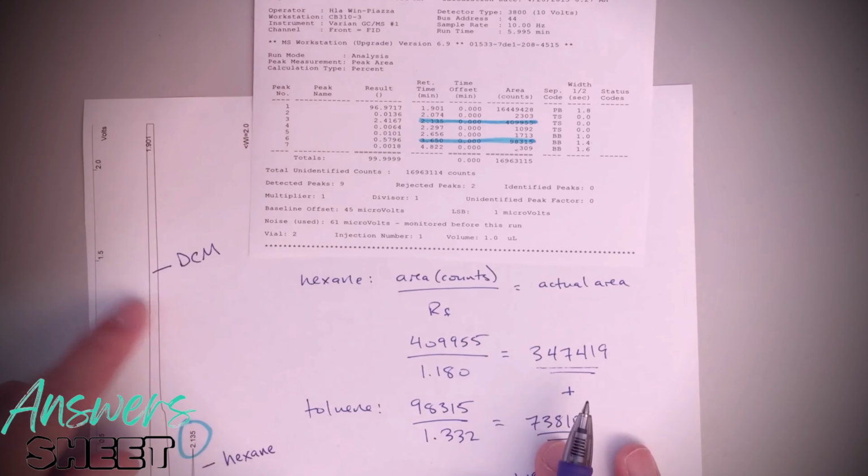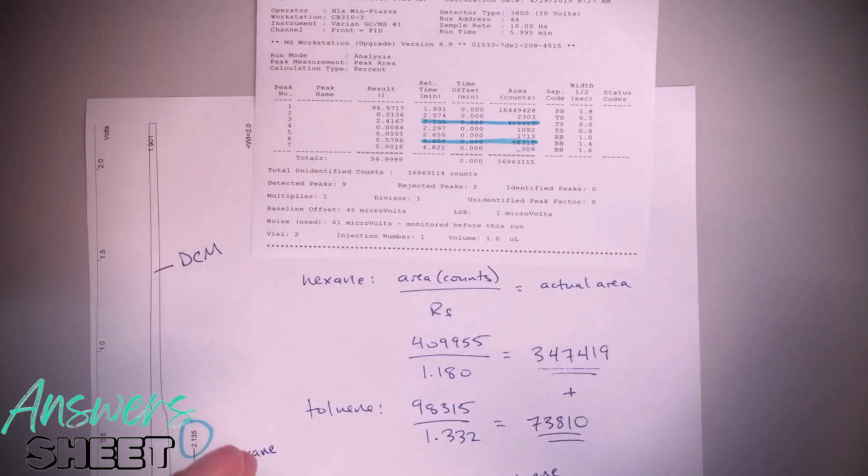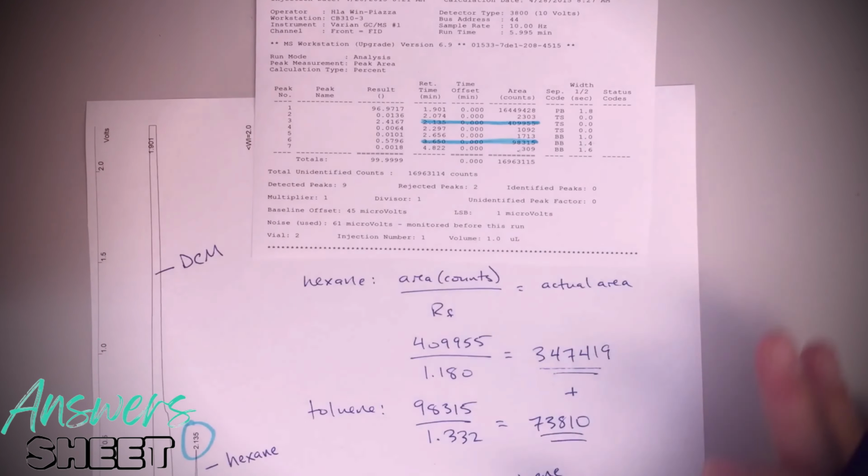We're going to ignore the dichloromethane peak, right? So we've got a huge area for our dichloromethane, but that's just our solvent. We don't really care about that. We're just going to ignore that.